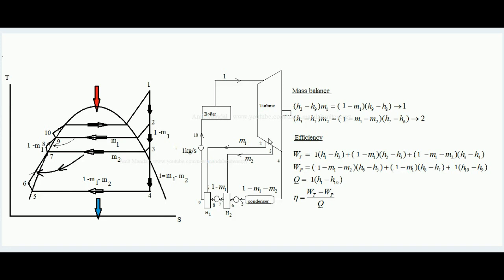Over here we can see that this is the turbine. So 1 kg of steam starts expanding inside. From point 2 m1 amount of steam is taken out for condensing in the feed water heater H1. From point 3 m2 amount of steam is taken out for condensing in the feed water heater H2. Now ultimately from the turbine exit the amount of steam coming out is 1 minus m1 minus m2 kg per second. It is condensing in the condenser.